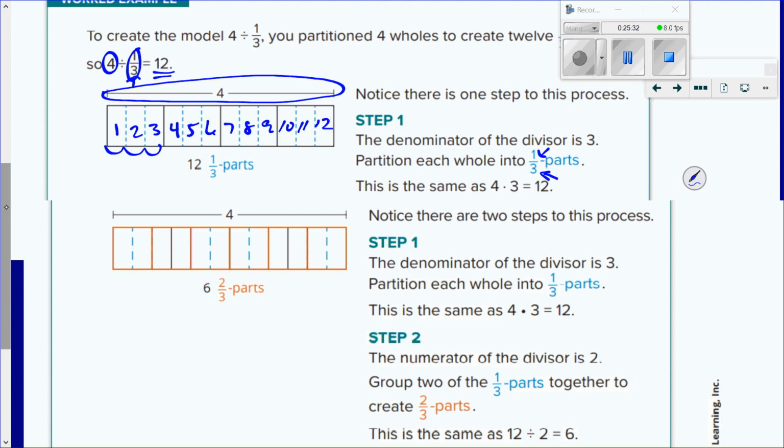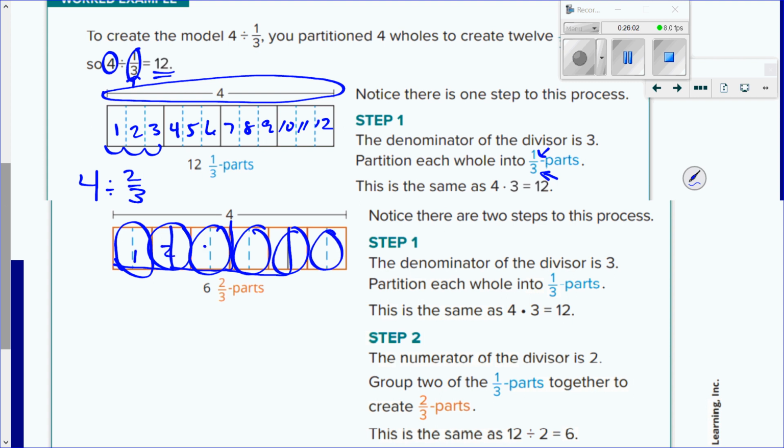Now, the model doesn't really change any if I divide it by 2/3. So if I do 4 divided by 2/3, literally the only difference, my model is still going to be drawn the same. You can see the whole blocks. But now it's every 2/3 is 1. So I count, there's 1, 2, 3, 4, 5, 6. So I have 6 sections of 2/3 to get to 4.